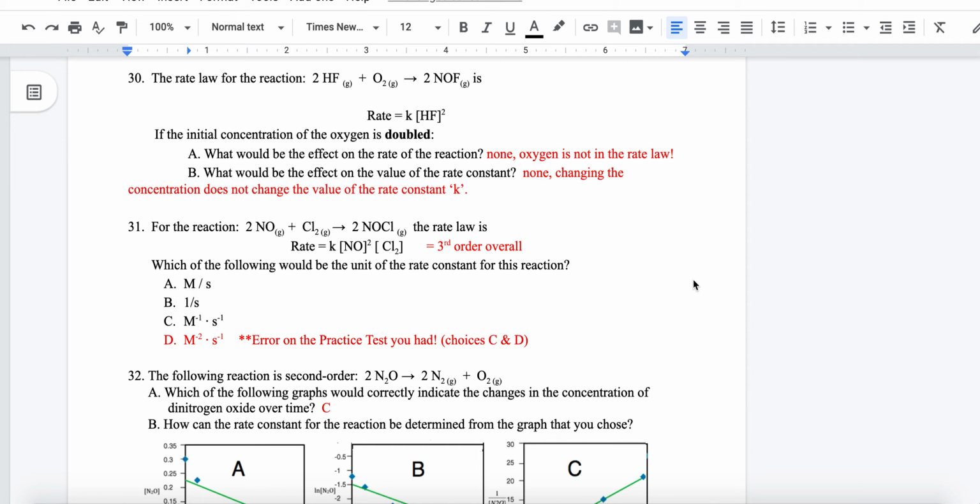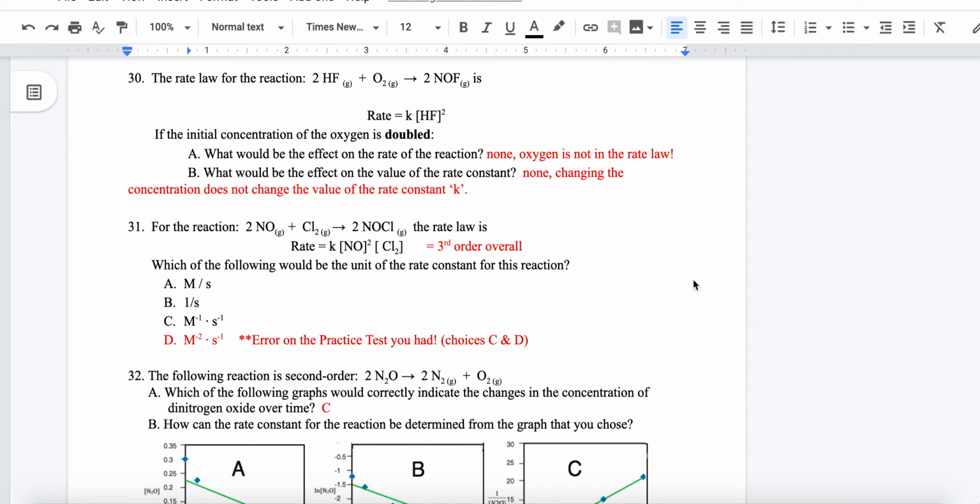All right, the next 30 and 31 are really focusing more on your understanding of rate law and your understanding of the rate constant. So again, if we look at 30, oxygen is a reactant. We're trying to double the concentration of oxygen. However, oxygen is not in the rate law. So it's not going to impact the rate, and nothing other than changes in temperature are going to impact the value of K.